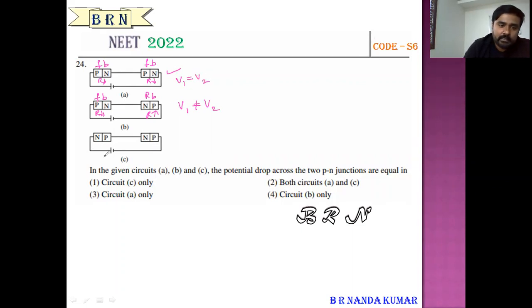Next, observe this circuit diagram. The n region is connected to positive and the p region to negative, so this is reverse bias. The n region is connected to positive and the p region to negative, this is also reverse bias. So the resistance is maximum here and maximum here, so the same current flows because both are connected in series, so the potential difference is the same.